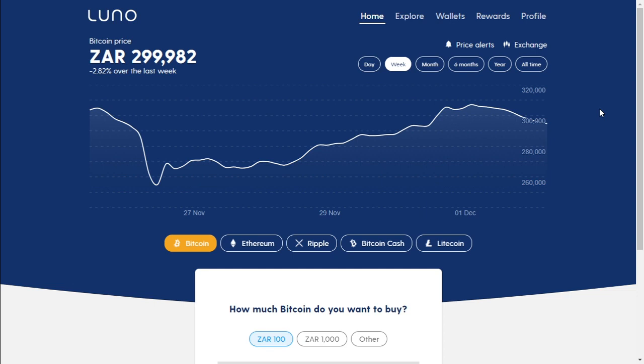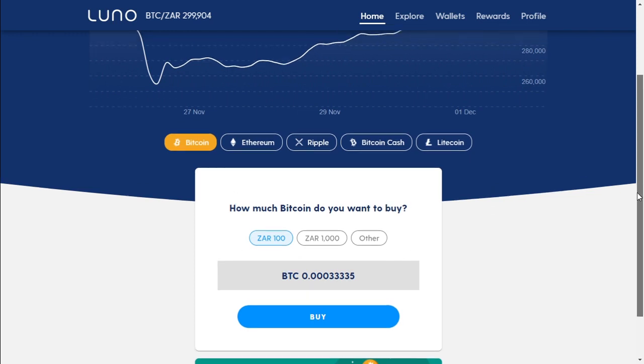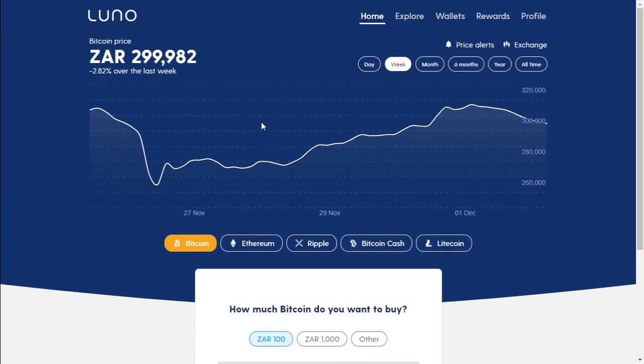So we can see, once you're logged into the Luno website, you'll be able to see the cryptocurrencies and altcoins that they support. At the moment, it's just Bitcoin, Ethereum, Ripple, Bitcoin Cash, and Litecoin. You can buy these currencies as well. If you transfer money to your Luno account, you can buy them at the specific rate or place an order.